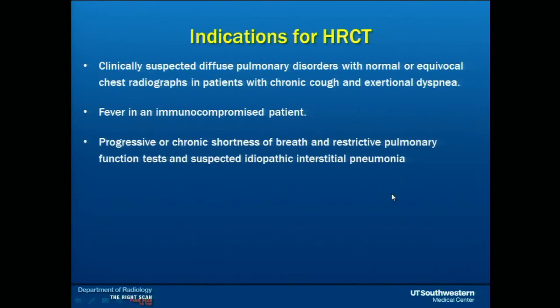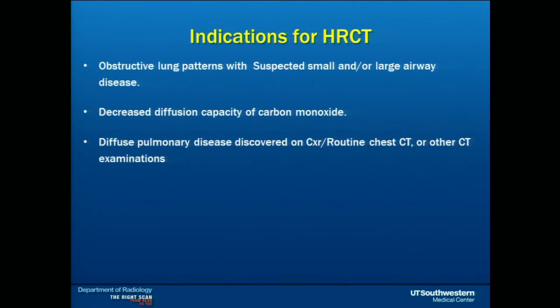So what are the indications for high-resolution chest CT? It is mainly used for patients who have chronic cough and exertional dyspnea with clinically suspected diffuse pulmonary disorders and normal or equivocal chest radiographs. It is also used to evaluate fever in an immunocompromised patient and for progressive or chronic shortness of breath with restrictive pulmonary function tests and suspected idiopathic interstitial pneumonia.